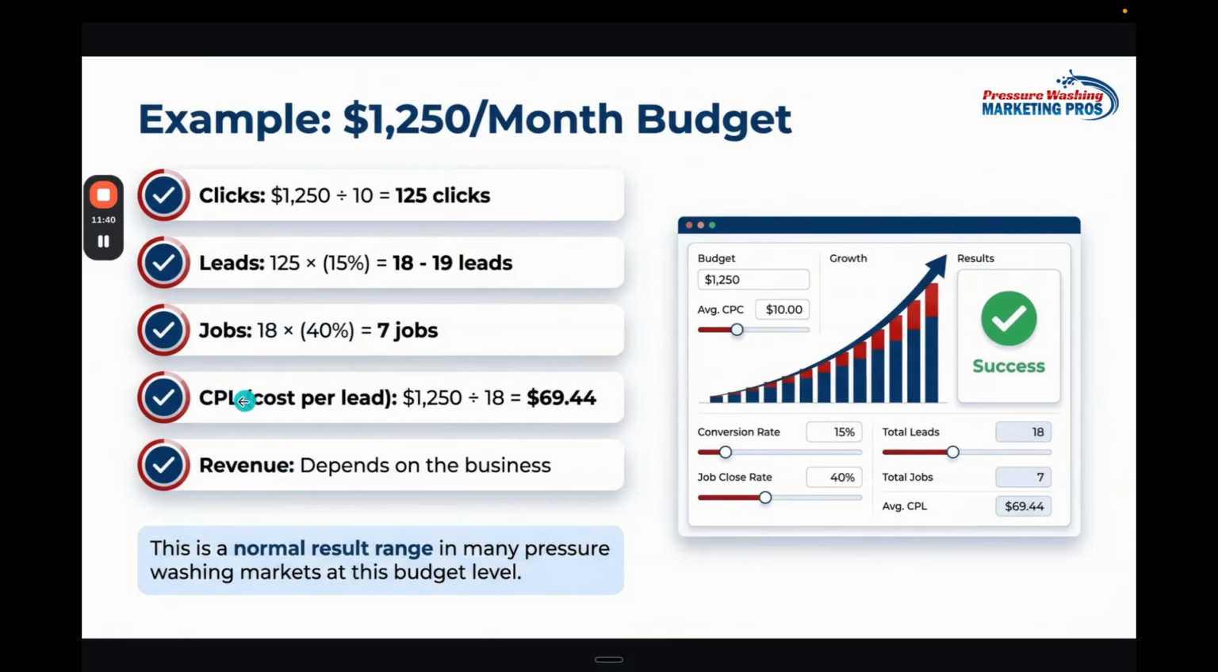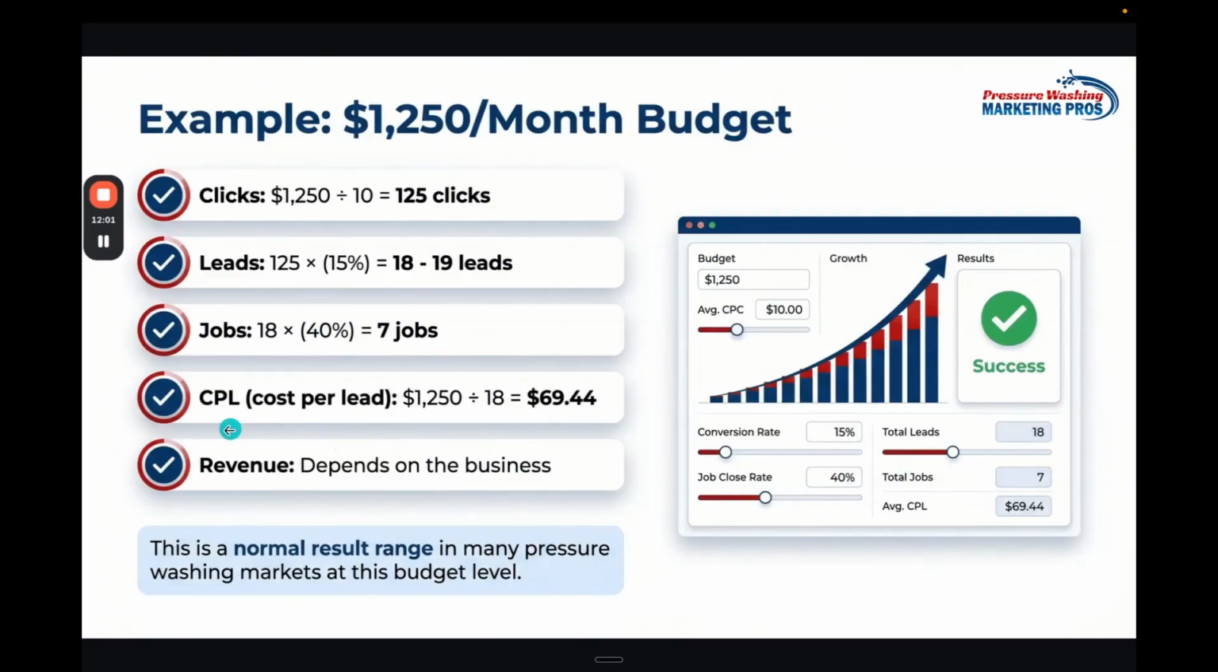And so if you also want to be able to calculate your cost per lead, you would just divide your budget by how many leads you got. And that'll give you your cost per lead. A good benchmark for an exterior cleaning business is to be below $75 per lead, and that is a good normal range for an exterior cleaning business.